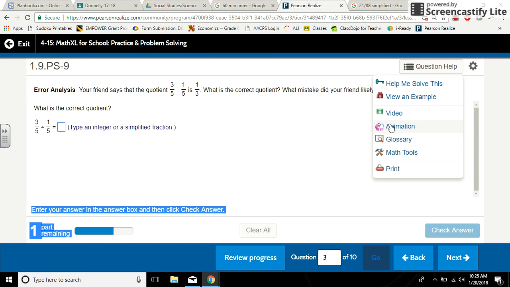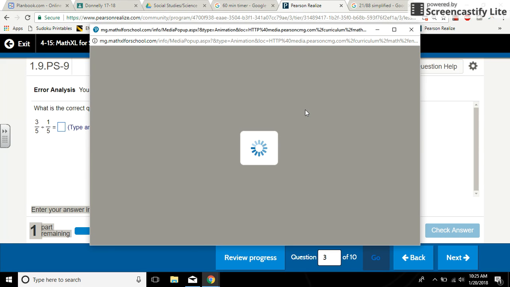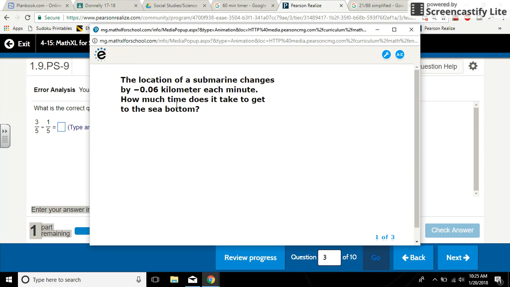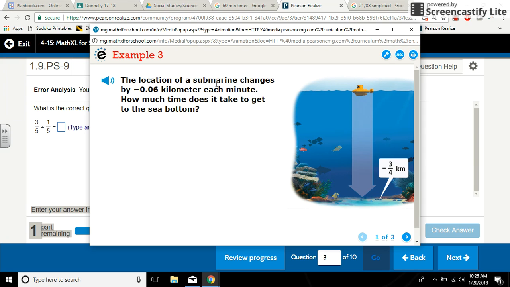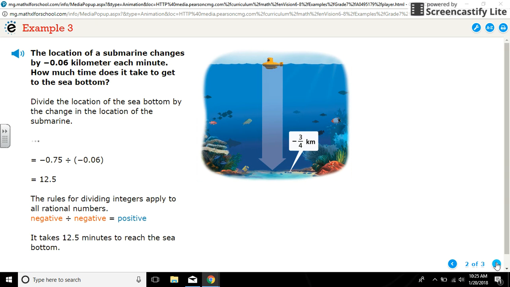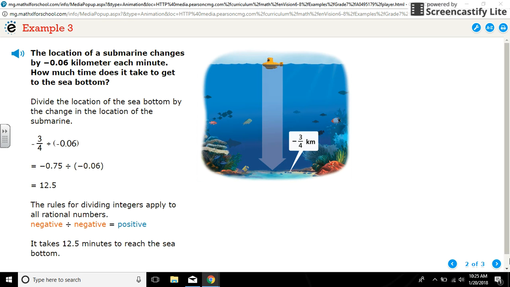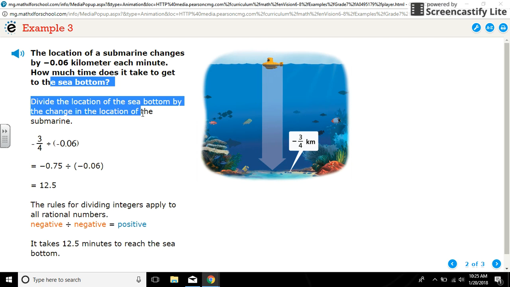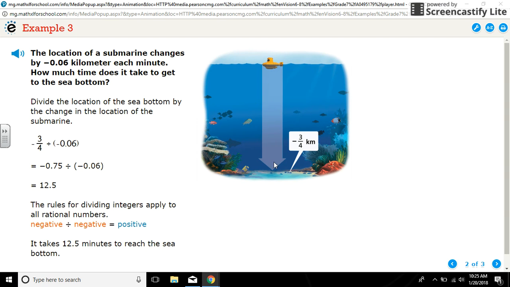All right, so maybe the video helps you come down here. Maybe not. So then you might go to animation. The location of the submarine changes by -0.6 kilometer. So this is example 3. You've likely already worked on this. And it kind of goes through the process here of how to do it. So this is 3/4 kilometer each minute. How much time does it take to get to the bottom of the sea? So divide the location of the sea bottom, -3/4 kilometer, by the change in the location of the submarine.